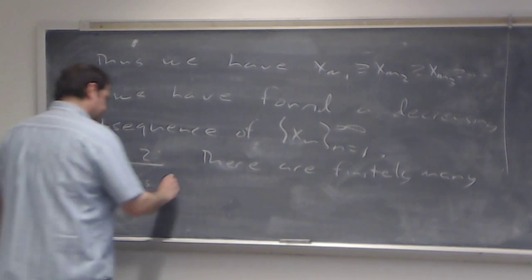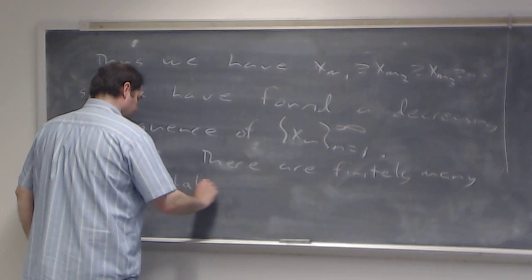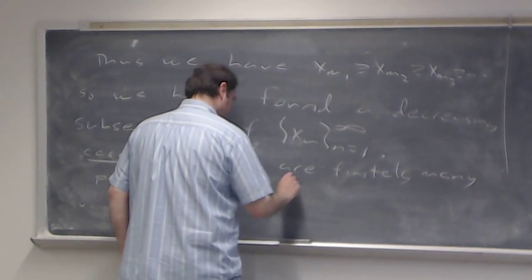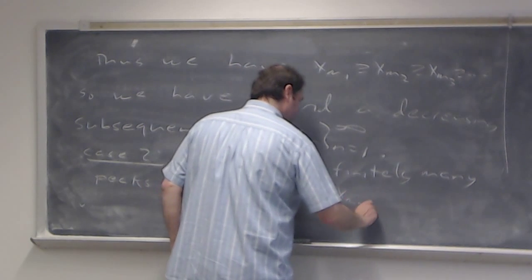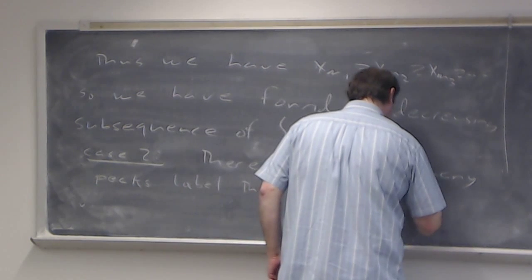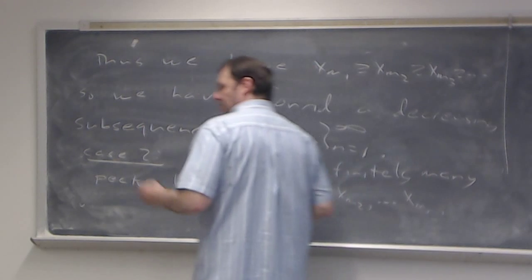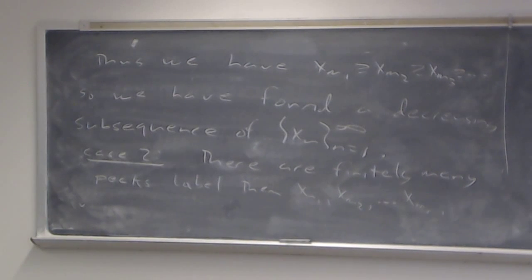Well, okay, label: x of m sub 1, x of m sub 2, up to x of m sub R. That's all of them. I don't know what R is, but there's only R of them.